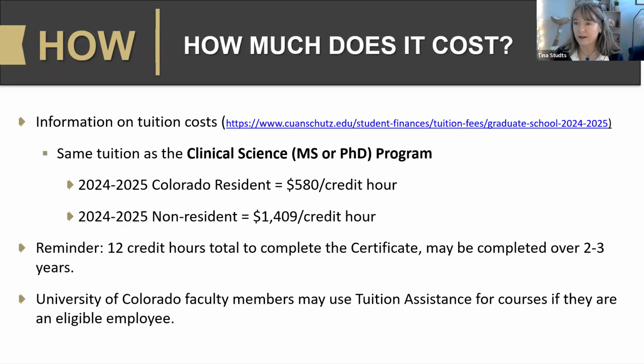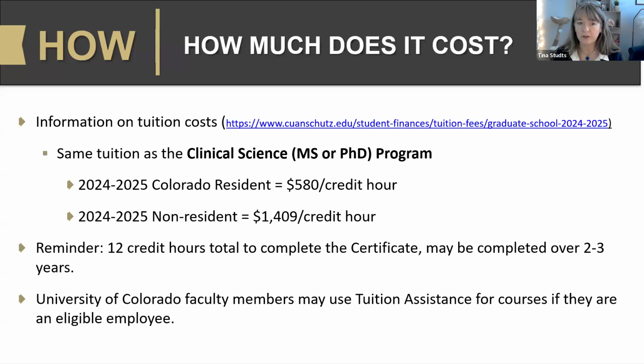The tuition costs are the same as any graduate courses at CU Anschutz. So we follow the same tuition as that clinical science CLSC program. They haven't posted the tuition for next year yet. It typically goes up, I would say about $20 a credit hour each year, when I look at the trend over time. So this current year, if you were an in-state resident of Colorado, it was $580 per credit hour. If you're out of state, not a resident, it was $1409 per credit hour. And as a reminder, you need to take 12 credit hours minimum to complete the certificate program.